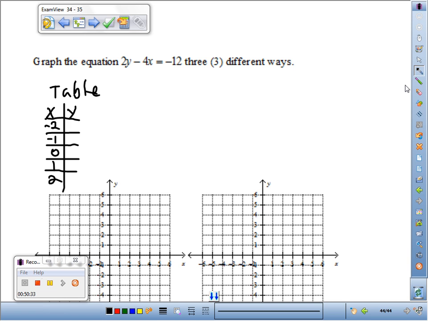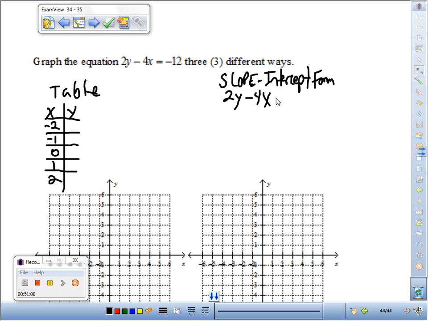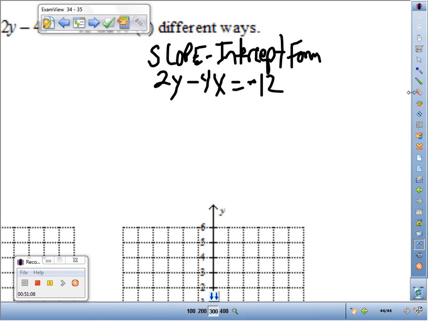However, we need to change this equation first. Look up, please. So I'm going to go to the middle graph, and I'm going to label this one slope intercept form. And I'm going to rewrite this equation: 2y minus 4x equals negative 12. So, I'm going to zoom in. And we need to solve this one for y. Is that correct? So what do I do first?